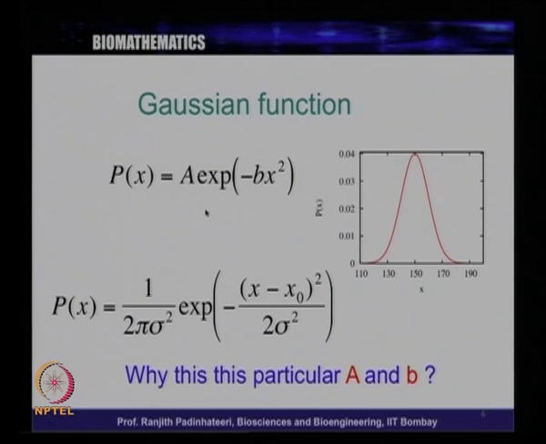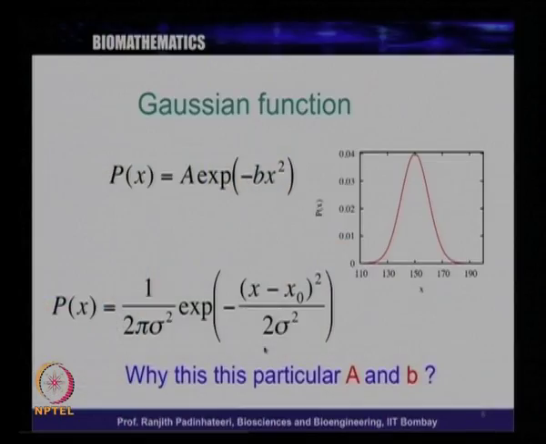But in many cases you must have seen that normal distribution is presented in this particular way. Have a look here. You might have seen it presented as p of x is 1 by root of 2 pi sigma square, times exponential of minus (x minus x 0) whole square by 2 sigma square. You must have seen this. So, what is the relation between this and this? It is clear that a is 1 by root of 2 pi sigma square, b is 1 over 2 sigma square, and x 0 is 0.